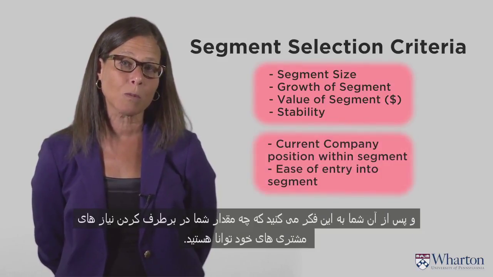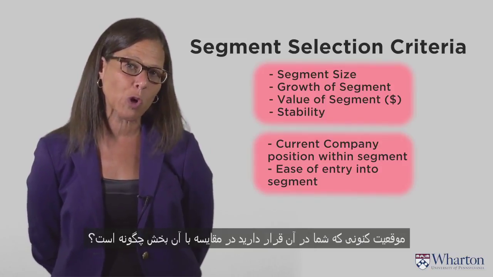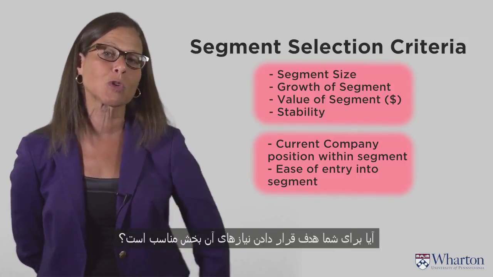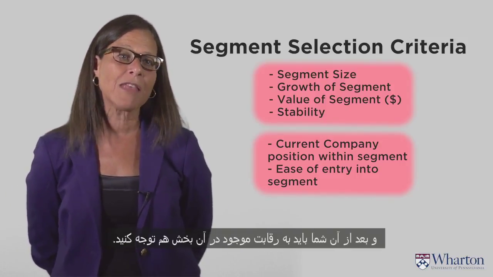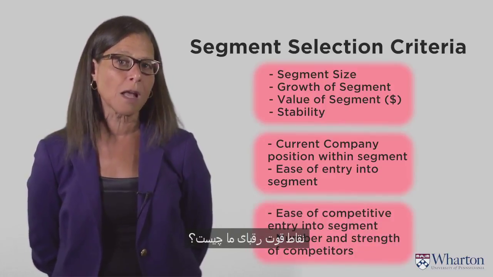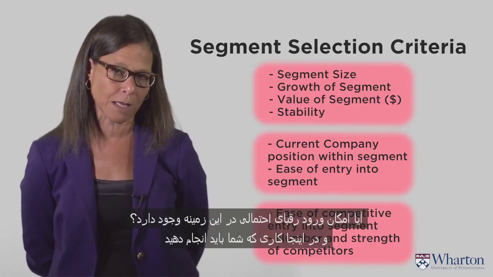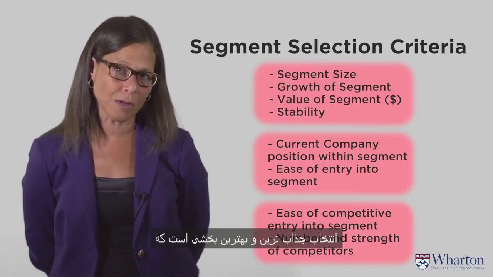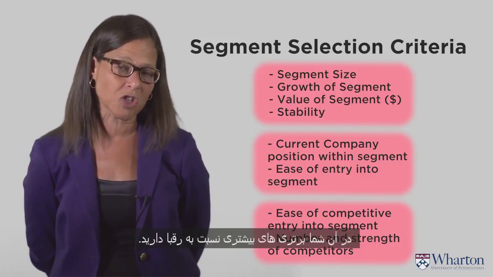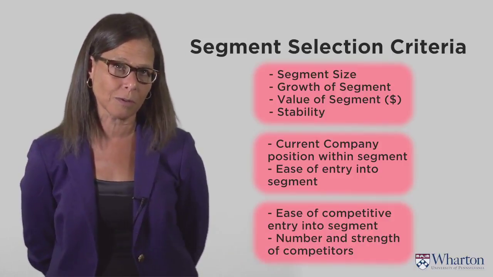Then you think about, how good are you at meeting the needs of that segment? What's your current position with respect to that segment? How easy is it for you to address the needs of that segment? And then you think about the competition. How many people are going after that segment? What's the strength of the competitors? Are there potential competitors coming in? What you want to do is pick the most attractive segment where you have a differential advantage over the competition. That's the best target segment for you to consider.